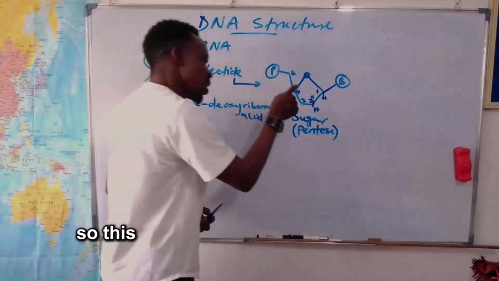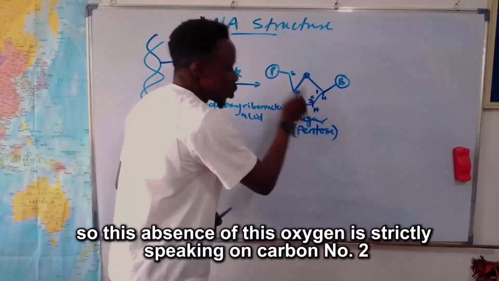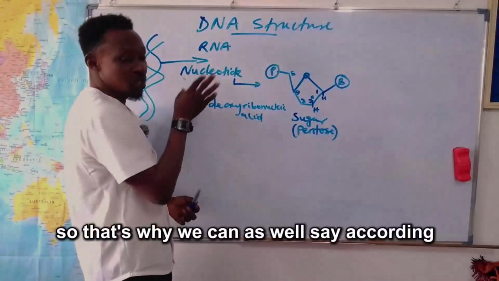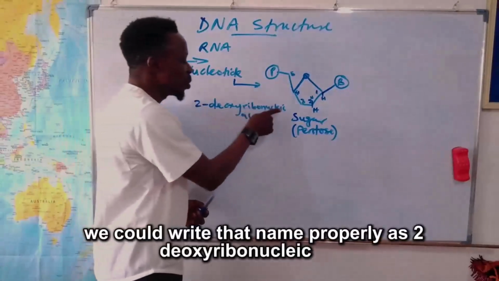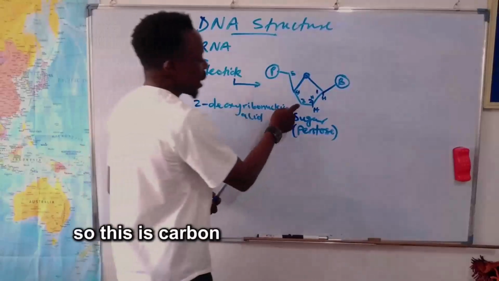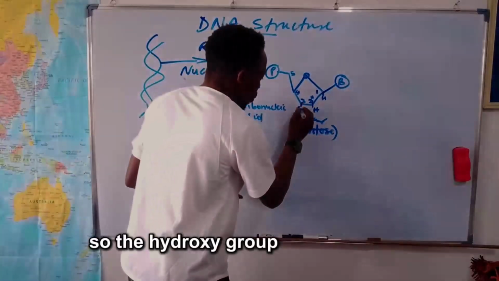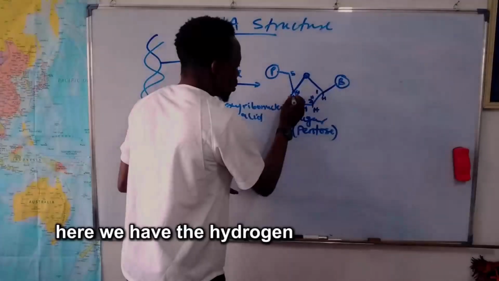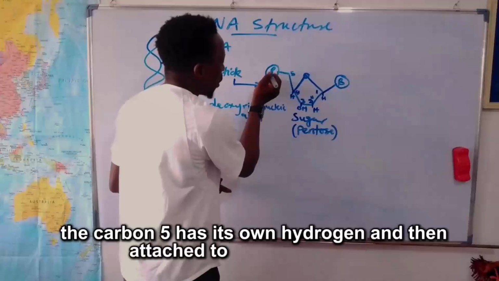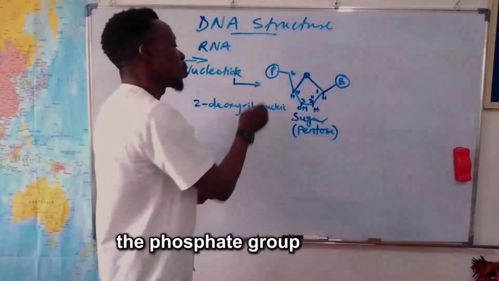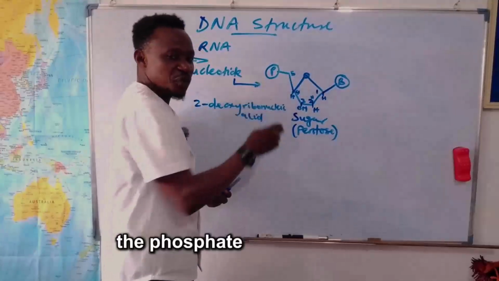This absence of oxygen is strictly speaking on carbon number 2. So that's why, according to IUPAC nomenclature, we could write that name properly as 2-deoxyribonucleic acid. So this is carbon 3. It has its own hydroxy group present, no challenge. Here we have the hydrogen, and here we have carbon 5. The carbon 5 has its own hydrogen and is then attached to the phosphate group. The phosphate group could be 1, in which case you have nucleoside monophosphate. The phosphate group could be 2.